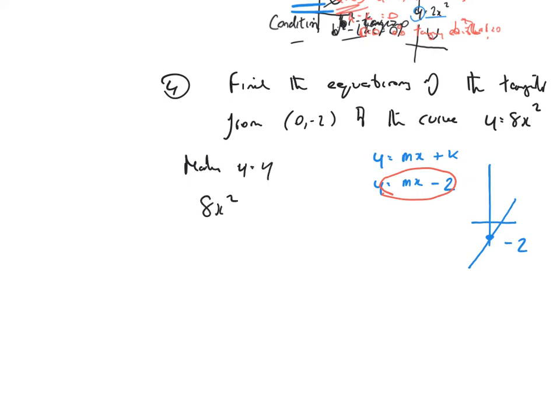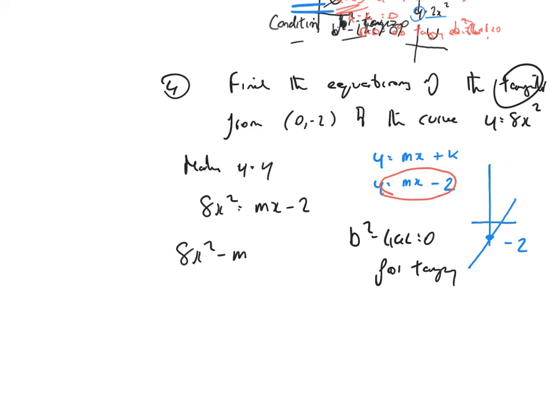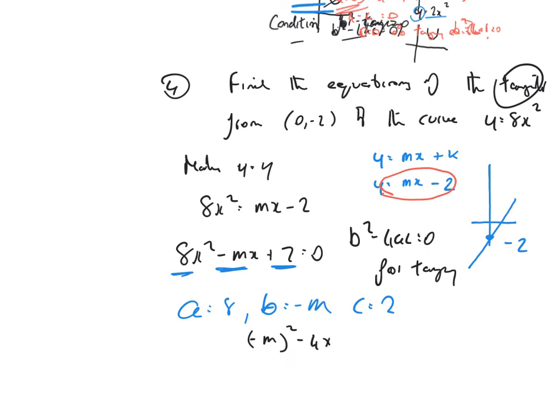Okay, so y the parabola is equal to y the straight line. I'm talking about tangency, so b squared minus 4ac is equal to 0 for tangency. I'm going to go ahead and state that. It will then be 8x squared minus mx plus 2 is equal to 0. And then it's a equals 8, b equals minus m, and c equals 2, and feed that into the discriminant. So it's going to be minus m squared minus 4 times 8 times 2 is equal to 0.